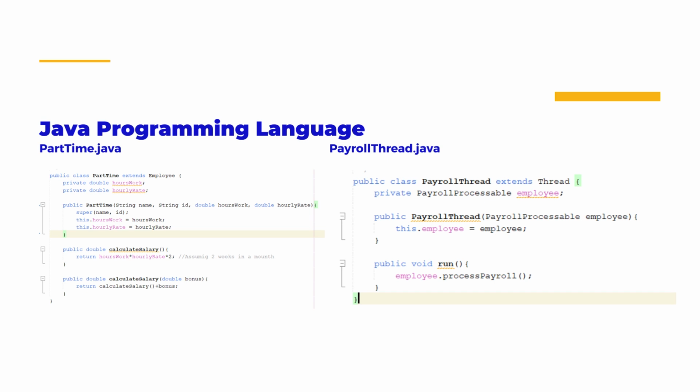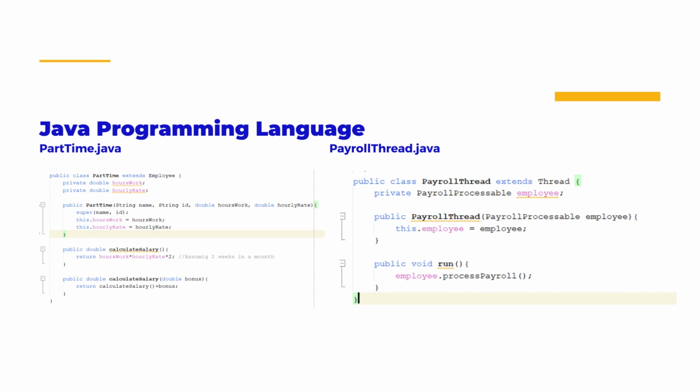Same as before, like FullTime.java for the subclass, this overrides the calculateSalary method from the Employee class. But in this PartTime class, we calculate the salary by multiplying by two, because we assume 2 weeks in a month, since this is part-time. The difference between part-time and full-time is that the PartTime class also provides an overloaded version of the calculateSalary method that takes a bonus parameter.